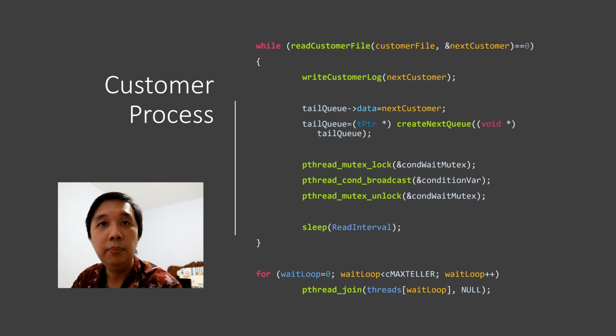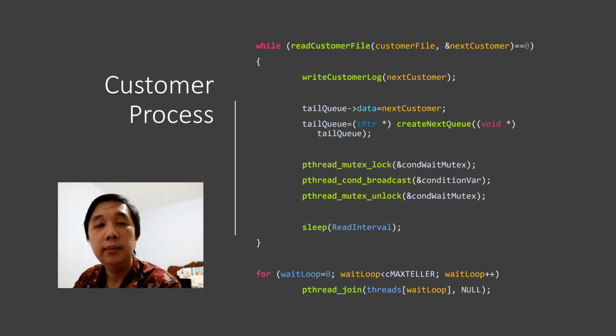This is where the main process will handle all the queuing. Now we can see it's a simple while loop where we read the customer file and then write the logs, and this is the most important thing. We have pthread_mutex_lock on the log, condition broadcast, and mutex unlock.